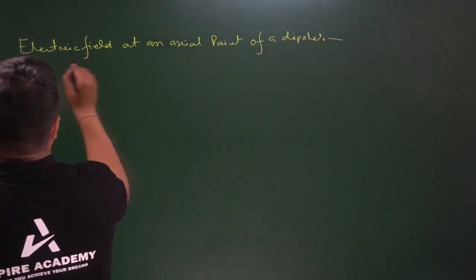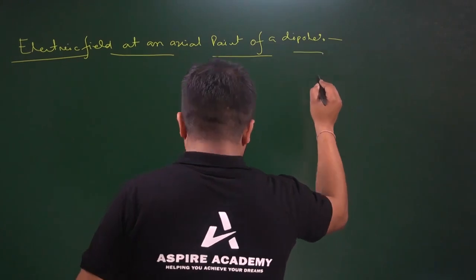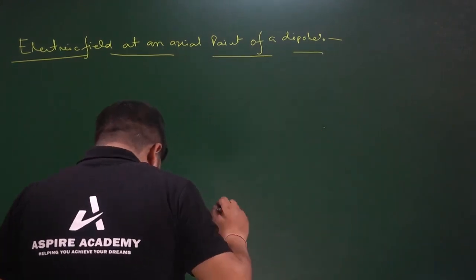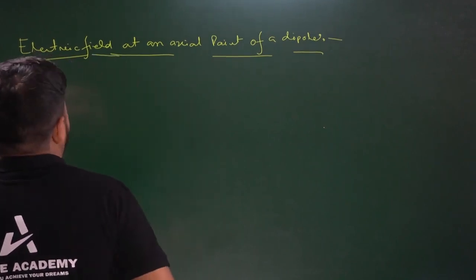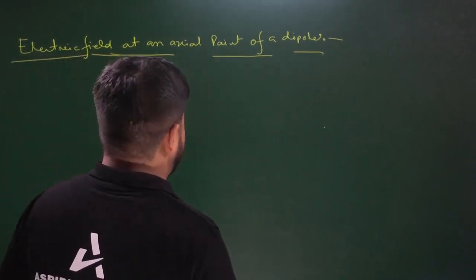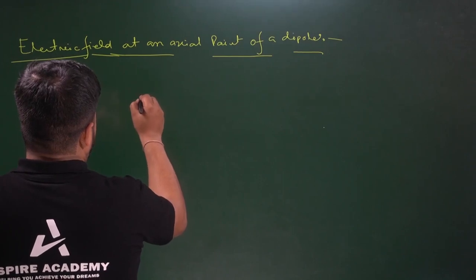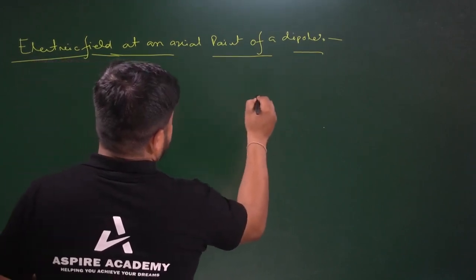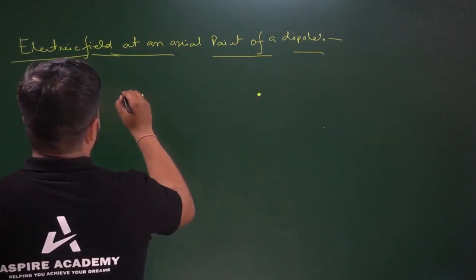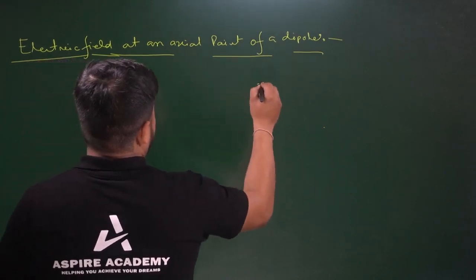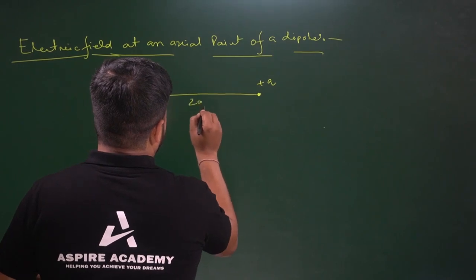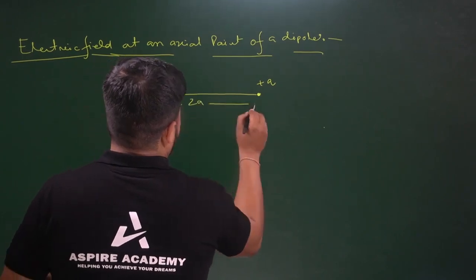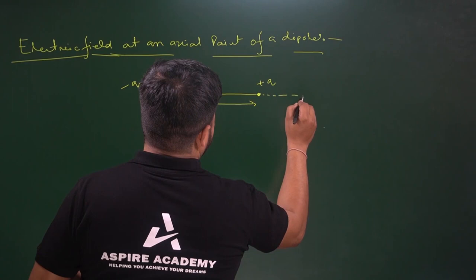Electric field at an axial point of a dipole. How can we proceed with this one? Suppose this is a dipole we can consider. This is minus Q, this is plus Q, separated by a distance of twice a.